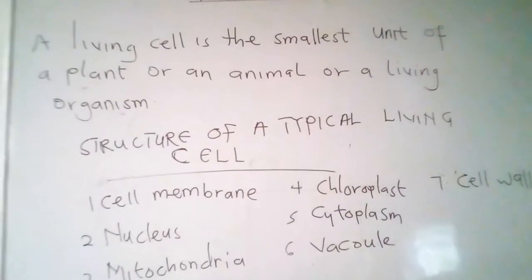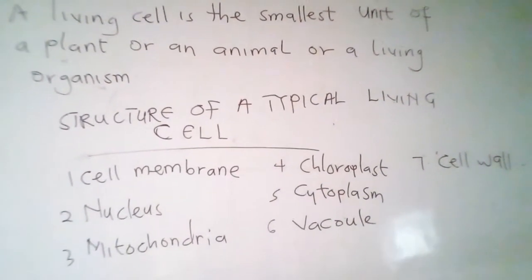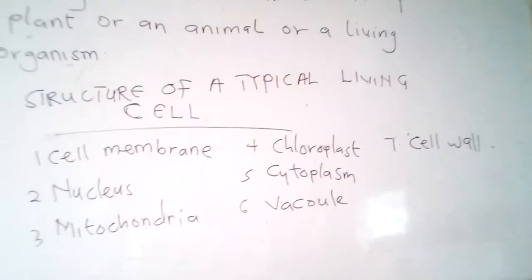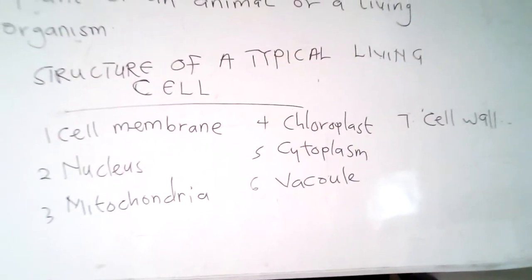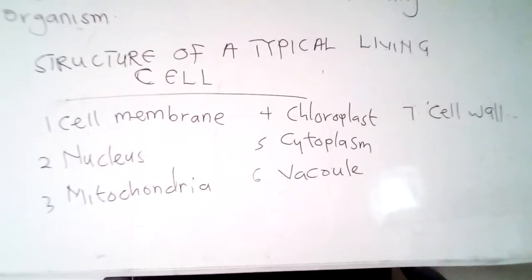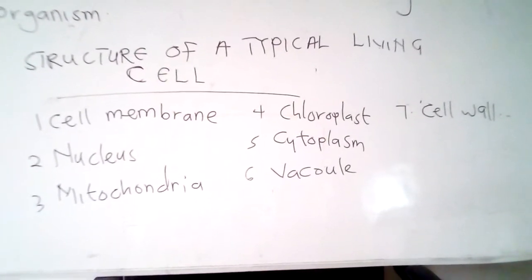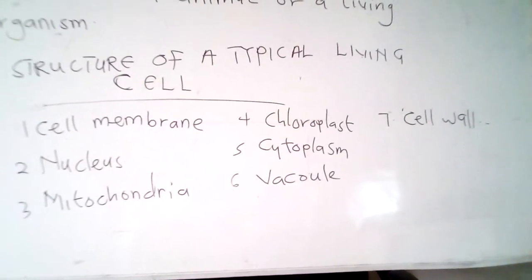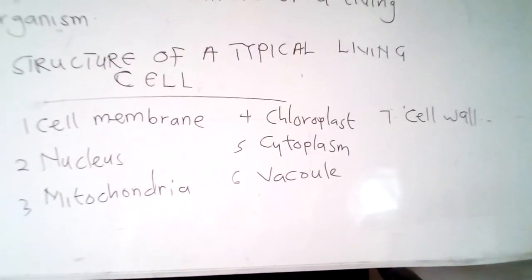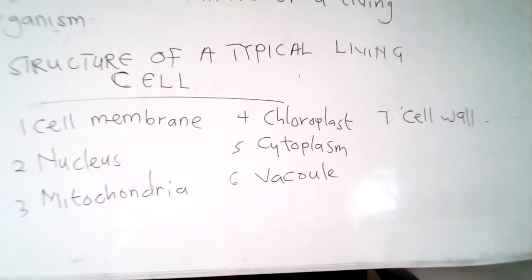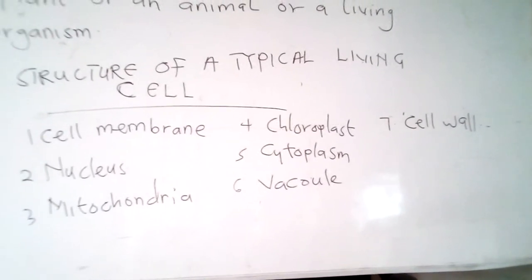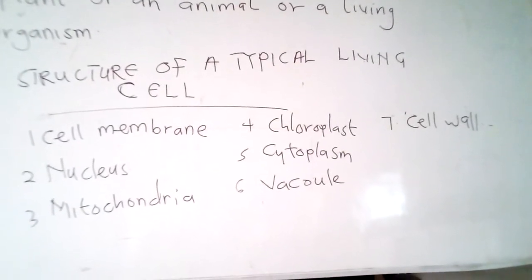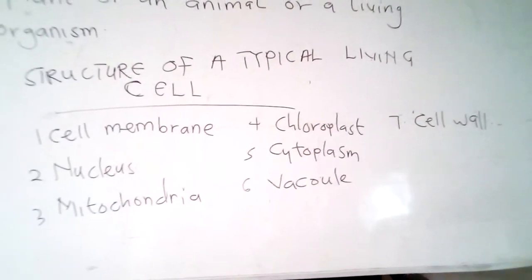So let's look at the structure of a typical living cell. A typical living cell has the following parts. If you have a cell, you must have what? 1. Cell membrane. 2. Nucleus. 3. Mitochondria. 4. Chloroplast. 5. Cytoplasm. 6. Vacuole. 7. Cell wall. Now let's look at how a plant cell and an animal cell are drawn.